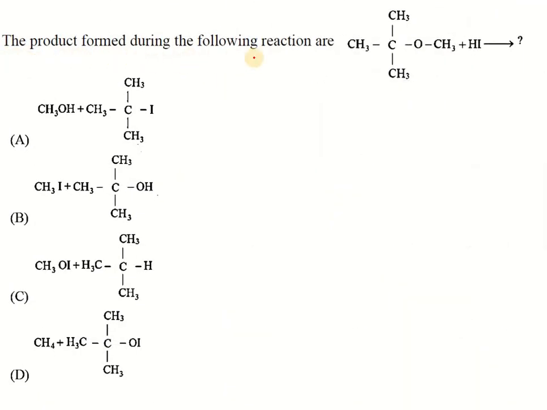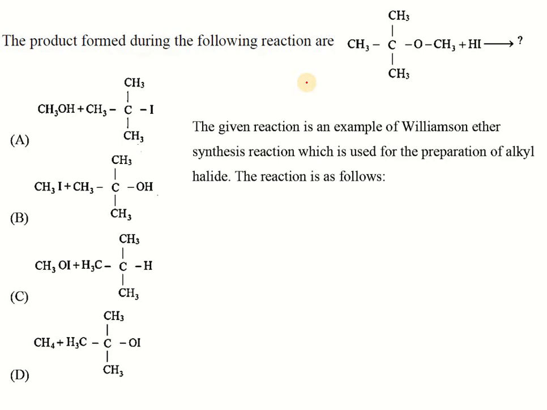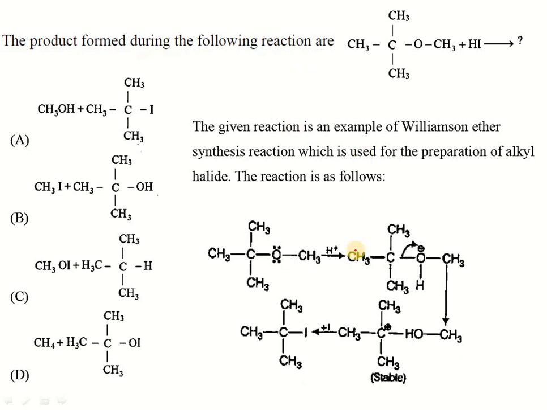Next question. The product formed during the following reactions are... See, on seeing this reaction, it looks like Williamson synthesis. So, upon Williamson synthesis, we will get the tertiary iodide and alcohol. So, tertiary iodide and alcohol form here. So, whichever is stable, that is formed. So, option A is the right answer for this question.